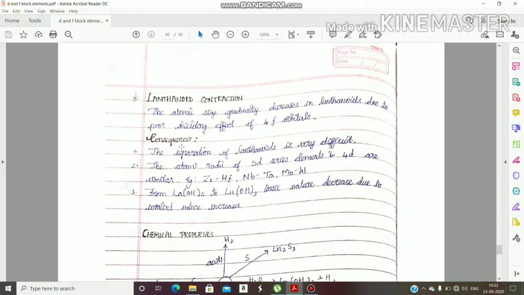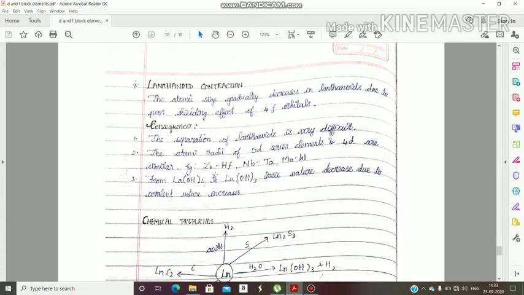Next, consequences. That means effects. Because of less size, the separation of lanthanides is very difficult from their mixture. That means if all lanthanides are present at one place, we cannot separate those lanthanides because all are having almost the same size. That is the point. Next, the atomic radii of 5d series elements and 4d elements are similar. I told this point already in the first part of the video. So what is the point? 4d and 5d series elements have the same atomic radii because of lanthanide contraction. Next, these are the examples: zirconium, osmium, niobium, tantalum, molybdenum, tungsten.